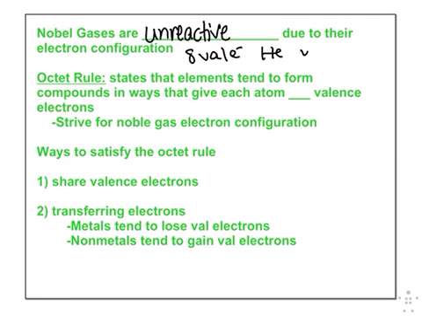Helium. Its valence electrons are full at 2. So scientists have come up with this octet rule, and that states that elements tend to form compounds in ways that gives each atom 8 valence electrons. This is elements' desire to have a noble gas configuration. In order to achieve the octet rule, you can either share your valence electrons or you can completely transfer your electrons. So metals will tend to lose valence electrons and nonmetals tend to gain them.